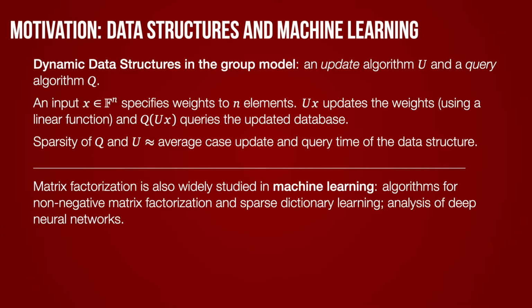But I will just briefly mention that they study things like algorithms for non-negative matrix factorization or sparse dictionary learning, which are somewhat related. And this problem also comes up in the analysis of deep neural nets. So a neural net is really like a linear circuit, except each gate, after computing the linear function, also applies some nonlinear function to the result.